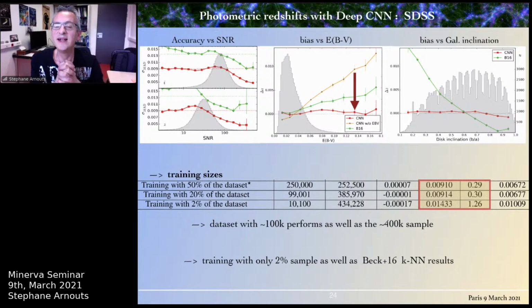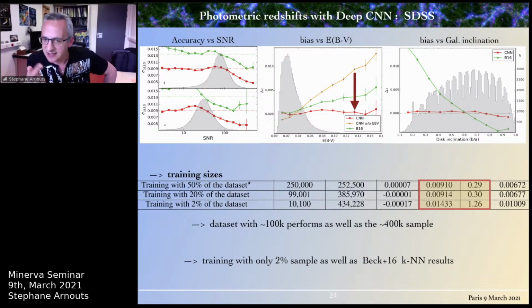And one important ingredient was the galactic extinction, so our Milky Way extinction. And indeed, in green is the Beck result. Beck used galactic corrected magnitudes, but you can see that he still has an effect in the bias as a function of the EBV from the Milky Way. And in our case, we have a very strong bias, because initially we were in orange. And so we have a strong bias with galactic extinction.